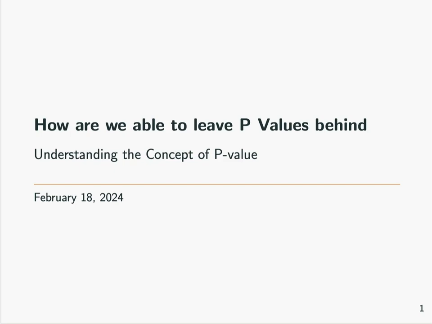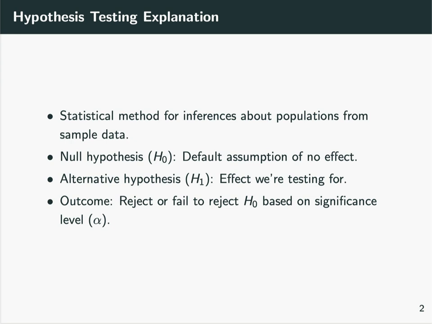Hypothesis testing is a statistical method that allows us to make inferences about a population based on a subset, or a sample, of the data. It involves formulating two hypotheses. The first is the null hypothesis, H0, which represents the default or the no-effect assumption. The second is the alternative hypothesis, H1, which represents the effect that we're hoping to find.